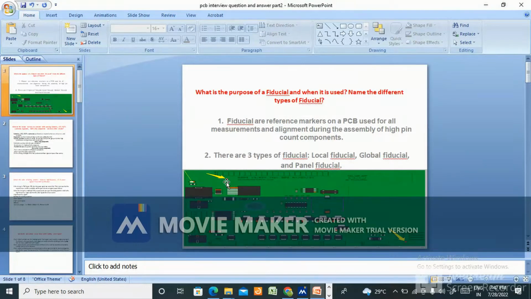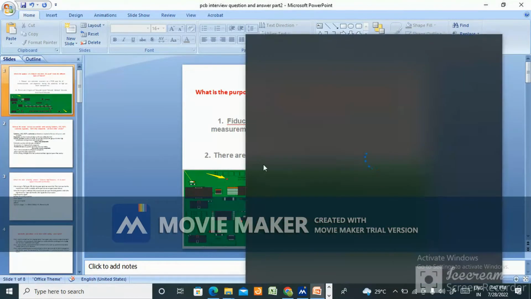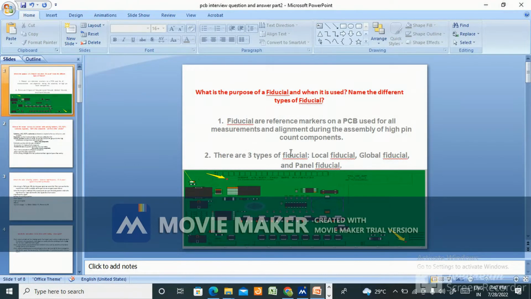So you can see these two red marks there, this is called a fiducial. You must know what a fiducial is. I have explained in one video how to create a fiducial and how to place it in the pads layout. So if you don't know, you can go and check there. Okay, so there are three types of fiducial: local fiducial, global fiducial and panel fiducial. So when they ask the question, simply you have to answer exactly the same.